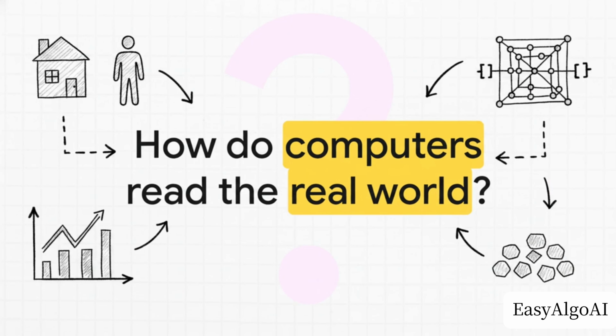So how do computers actually read the real world? Well, before any AI can do its magic, it hits a wall. It absolutely has to translate real-world objects and behaviors into a numerical language. It doesn't see a person, a house, or a stock market. It literally just sees numbers. And how we structure those numbers, that is going to make all the difference in the world.